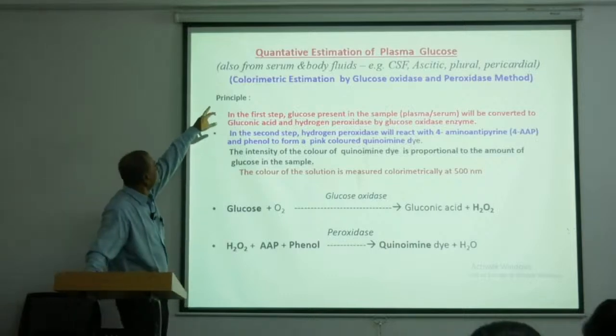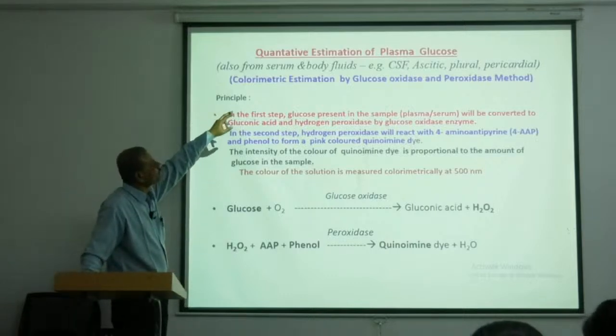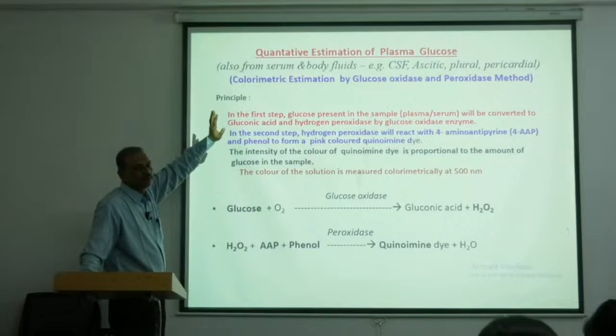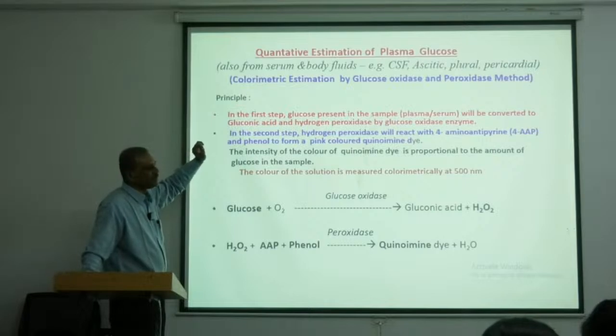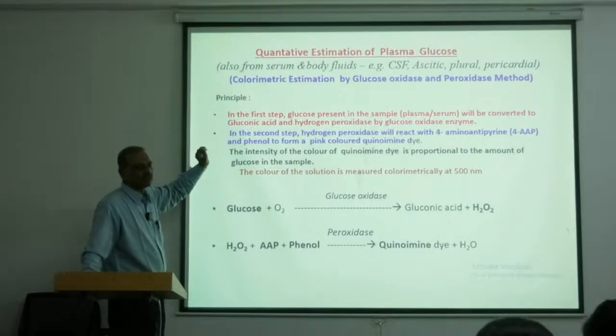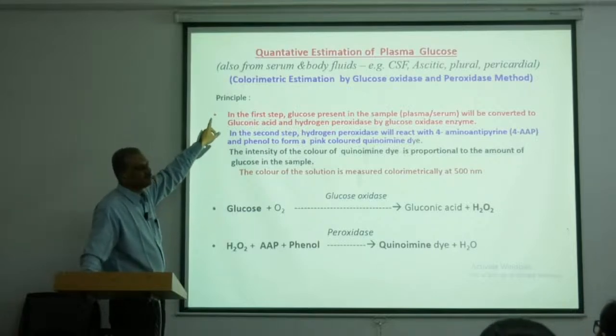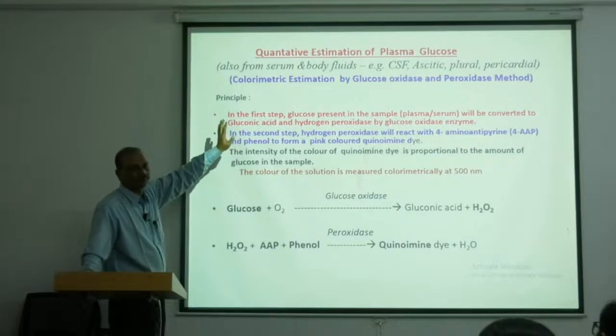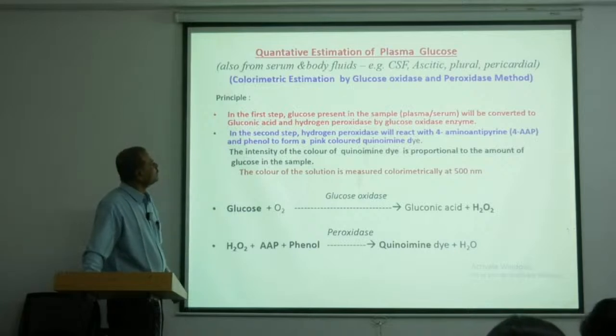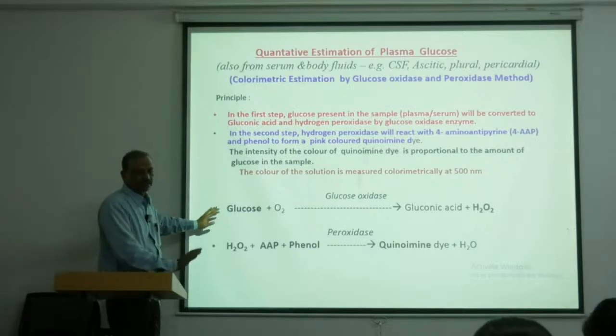Right on the top, this quantitative estimation of plasma glucose. Glucose is estimated from plasma, as I told in the diabetes class. It can be done by the serum, but that is not a recommended procedure. Why, I will tell you. And this is basically a colorimetric estimation by glucose oxidase and peroxidase method. You write down this much. Then you understand, then you write down.